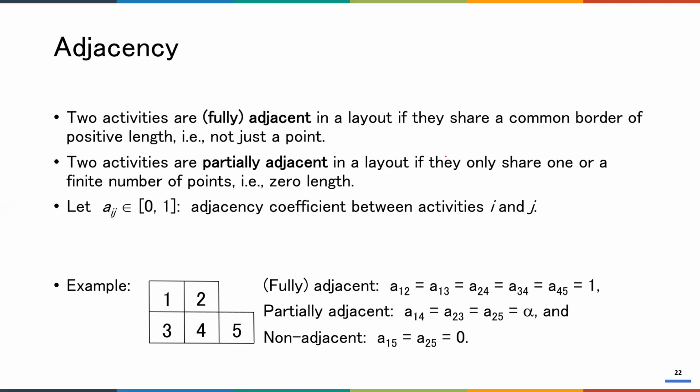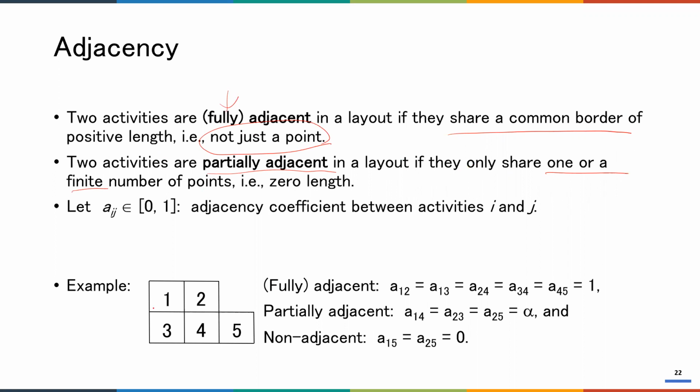So aside from the ARC, we need the detailed data for adjacency. When we call the layout or workshops adjacent, if they share a common border of positive length, it means it's not just a point. So we call it fully adjacent. If it's only partially adjacent, then maybe they share one or a finite number of points. And if it's not adjacent, it means that they don't share anything, even a point.